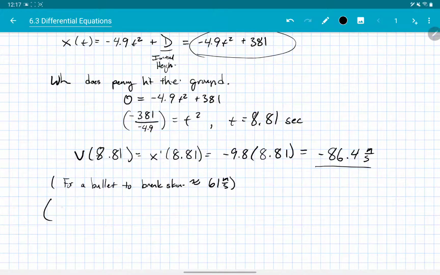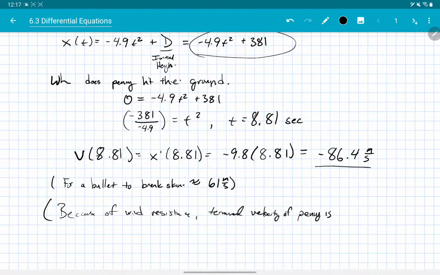The other sad thing is, looking this up, because of wind resistance, the terminal velocity of a penny is about 29 meters per second. So that's kind of sad. The terminal velocity means that the air resistance pushing up at a certain point, because of the friction made by the falling penny, so much air is pushing up on the falling penny that it equals out the force of gravity, and then the penny doesn't accelerate anymore.